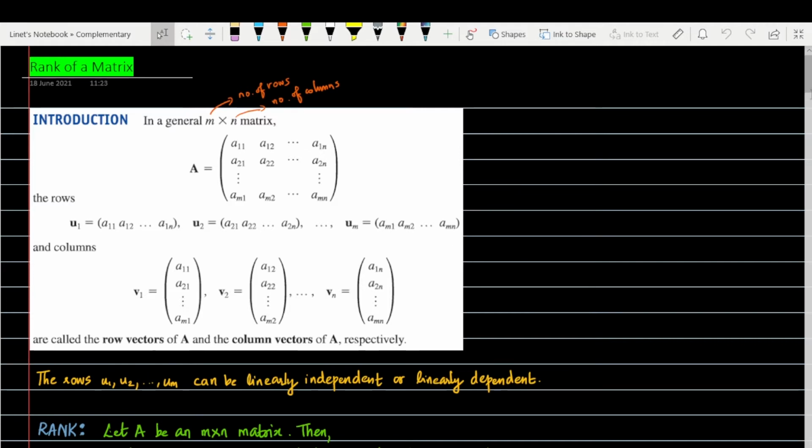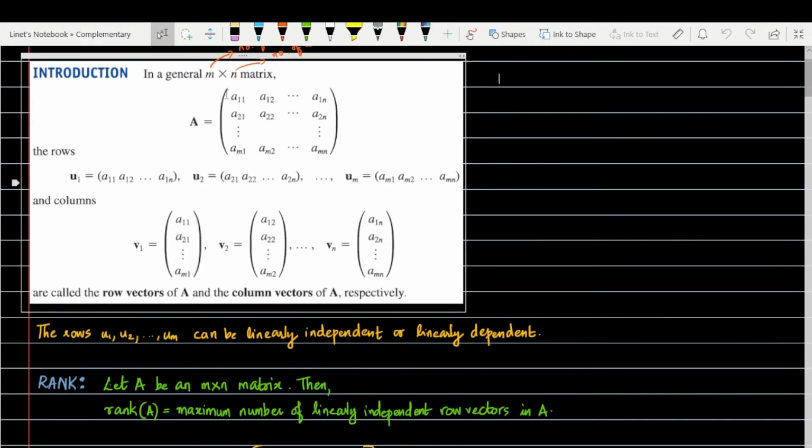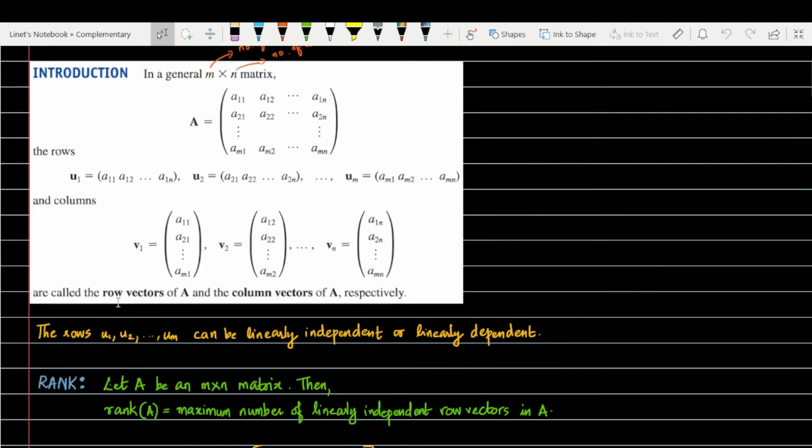You know that each row has n elements, right? So you can think that the row vectors belong to Rn, because they are n-tuples with 1, 2, etc., n coordinates. Each of them is an element inside Rn.